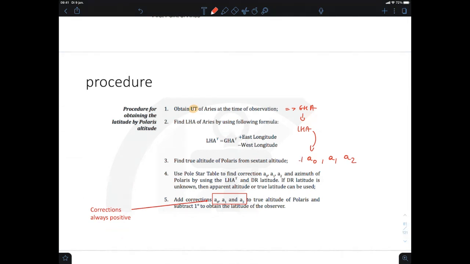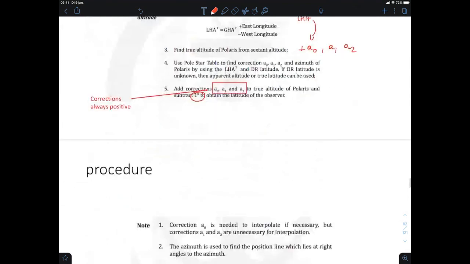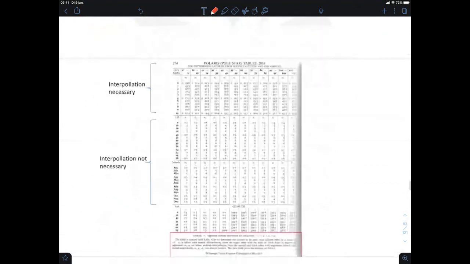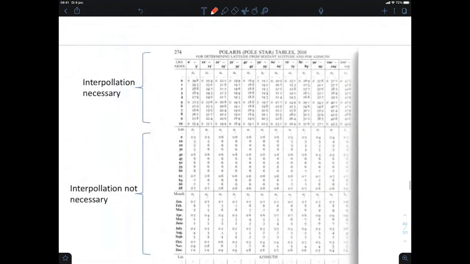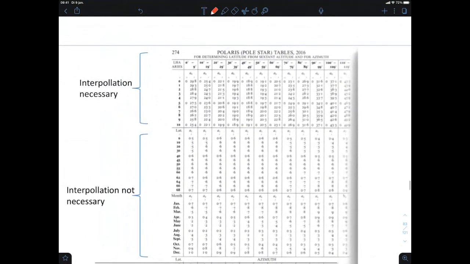All these corrections need to be added, but in the end you have to subtract 1 degree, because all these corrections are always positive. Because constants have been added, you have to subtract 1 degree. Voilà. These are the correction tables for Polaris. We'll make an exercise in a few minutes.